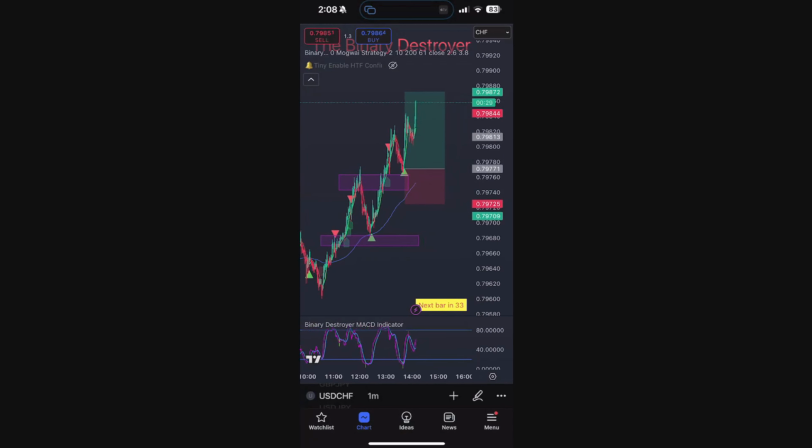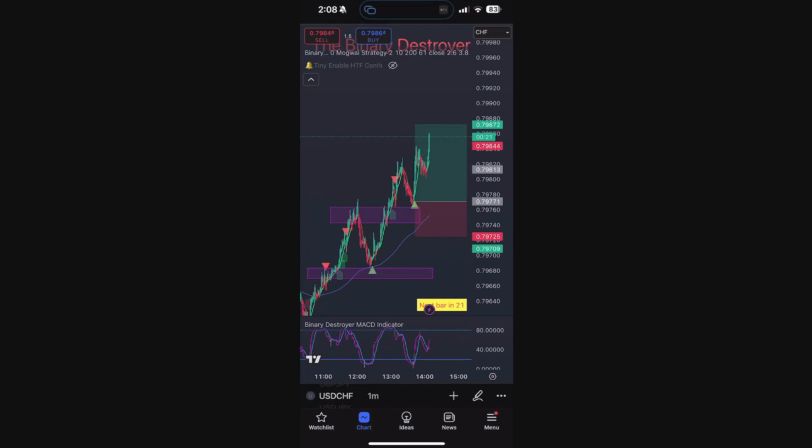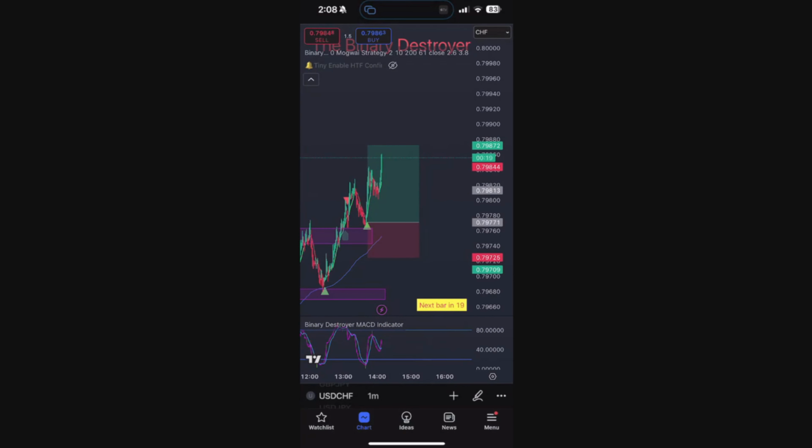Things to remember, like I said, try and always confirm that trend. Make sure everything is as it says it is. This is clearly a higher high. That is clearly a higher low. It has now created a higher high.